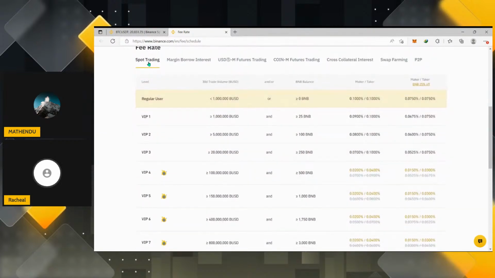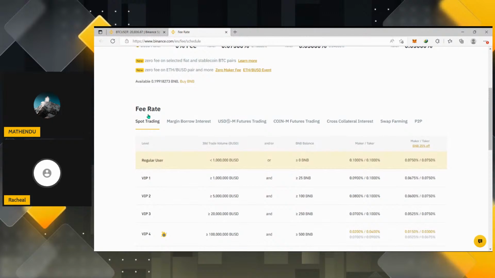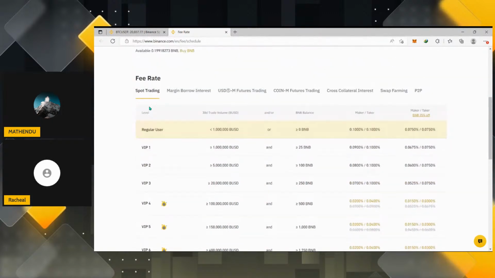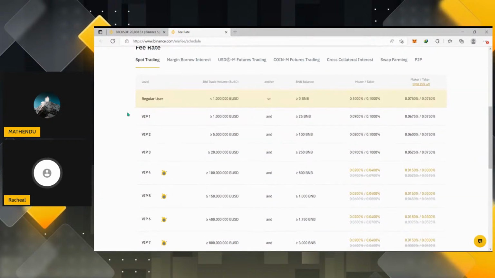And since we are talking about spot trading today, I'll only go through the spot trading fees. So we have, say, a regular user and a VIP 1 user. This is someone who has some BNB. So maker and taker fees, these are the prices. You see that the maker has lower fees compared to the taker.